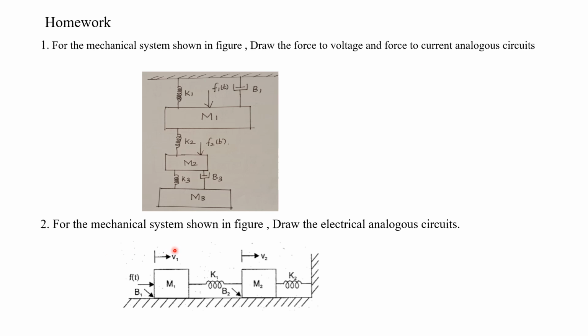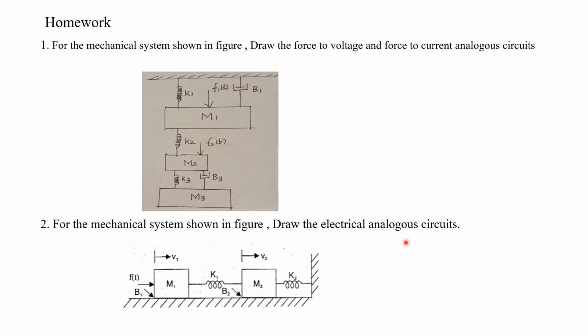Now, the second problem is the electrical analogous circuit for a mechanical translational system. Here, with two masses, M1 as well as M2, there is a friction between M1 and the fixed surface, represented by the letter B1. It is not represented using its symbol. Here also, in between M2 and the reference surface, there is a friction represented by the letter B2.